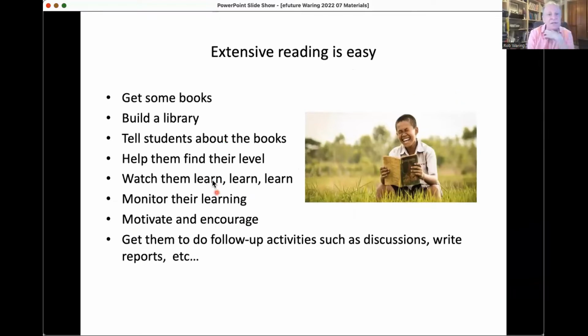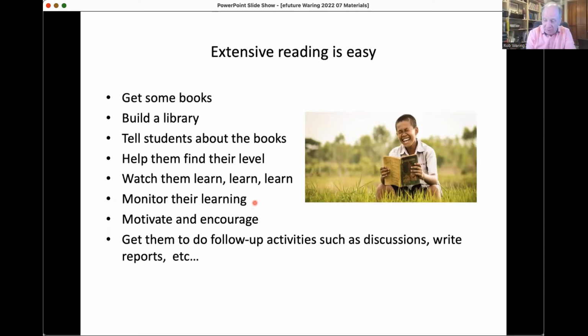These are some of the things that need to be done. You need to get some books, of course, and build your library. Tell the students about the books, what their levels are, what's level 1, level 2, level 3. Help them to find their level. And the easy way to do that is just ask them to pick up a book. Can you read it? And if they can read it, that's their level. And then you just watch them learn.